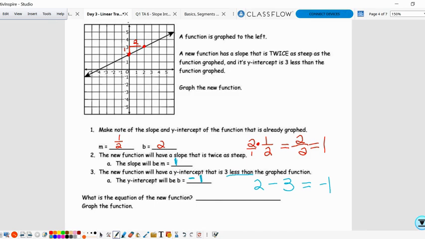Now we can go ahead and graph this new line. We have a y-intercept at -1, and we have a slope of 1. So we're going up 1 and over 1, up 1 and over 1. I'm going to give myself a couple extra dots here. That just helps me graph a straight line.